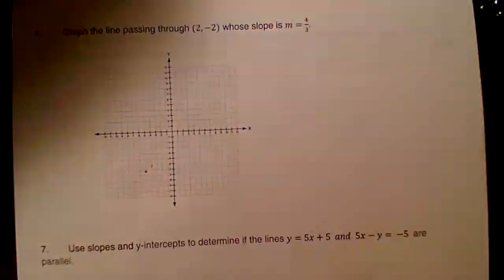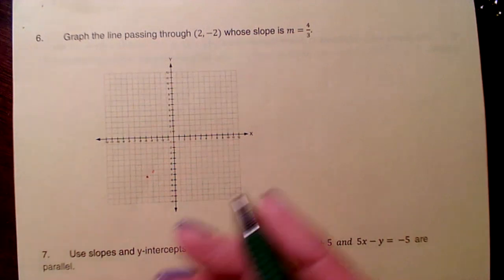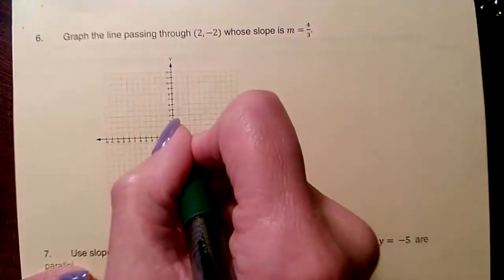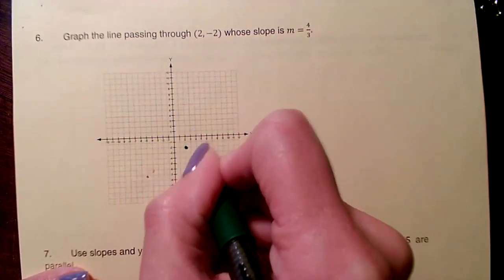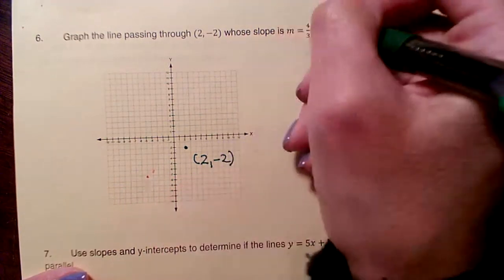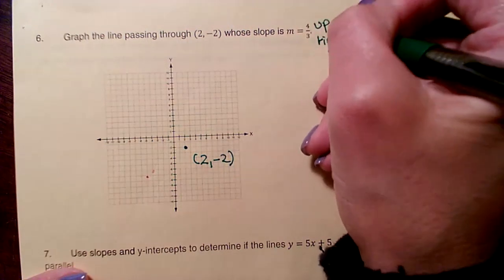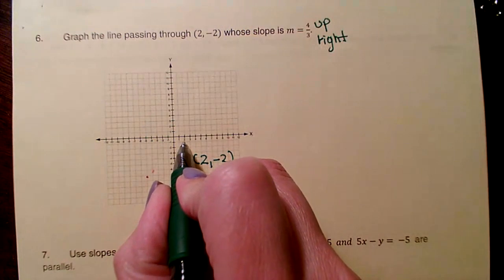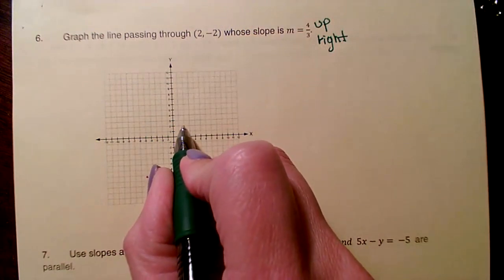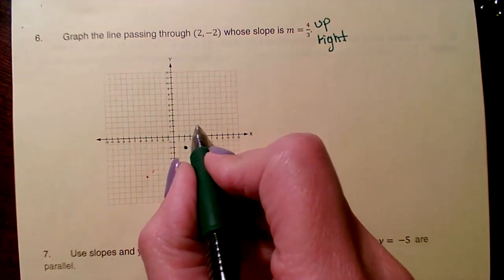Now, let's do this one. This one says 2, comma negative 2. So that's going to be 2 here and negative 2. Again, this is up and to the right. So I'm right here. I'm going to go 1, 2, 3, and 4 up. And then I'm going to go 3 to the right. 1, 2, and 3.